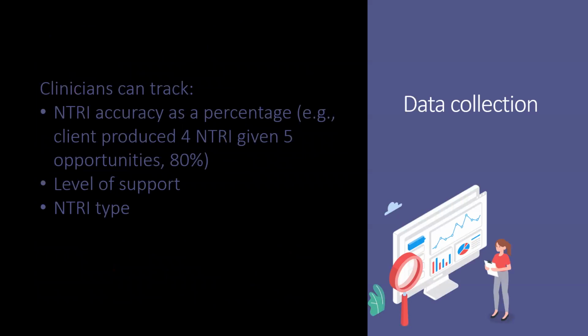Across the barrier game activities, the clinician can track the client's NTRI accuracy as a percentage. For example, the client produced 4 NTRI out of 5 opportunities, which would be 80% accuracy. The client's needed levels of support can also be tracked. The clinician may find it appropriate to monitor the type of NTRI used with the goal of having the client improve the specificity of their request for clarification.